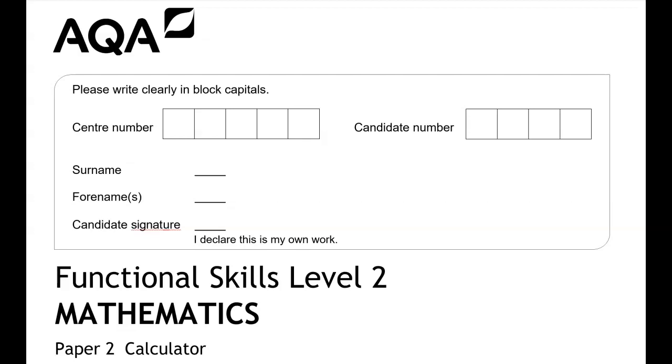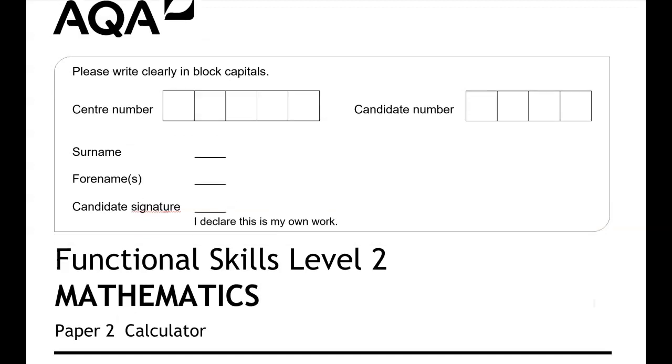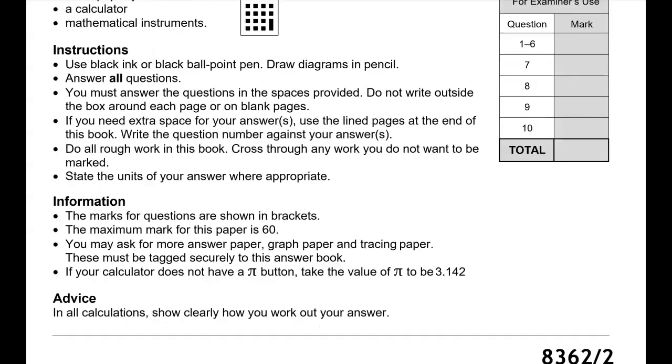This is the second part of a Level 2 Functional Skills Maths paper from AQA. In this part you can use a calculator.